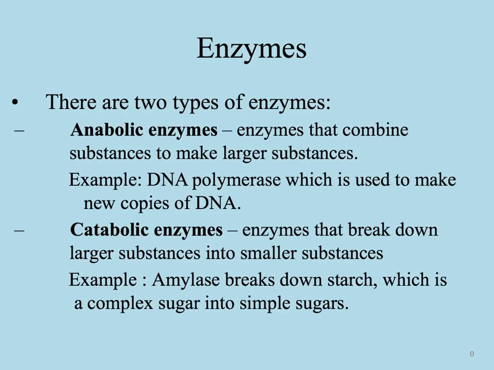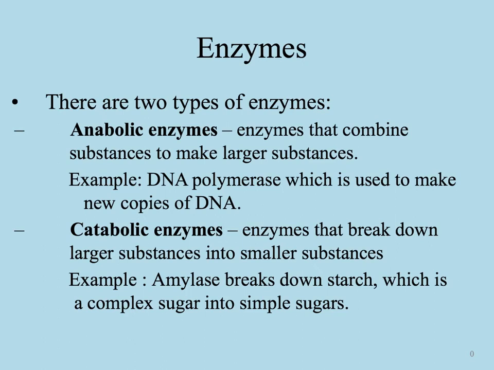There are two types of enzymes. Anabolic enzymes are enzymes that combine substances to make larger substances. An example of an enzyme like that in your body is DNA polymerase. We're going to talk a lot about that when we get into DNA. DNA polymerase is what's going to be used to make copies of your DNA. It's going to add the nucleotides together and create this long chain of DNA.